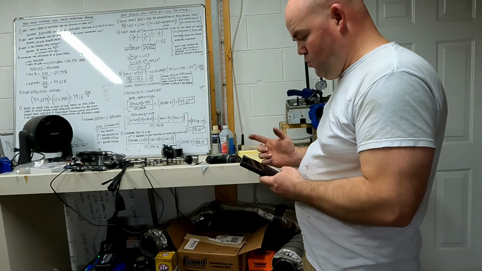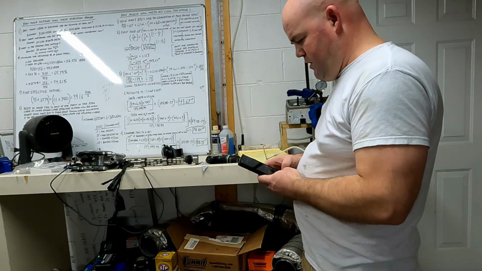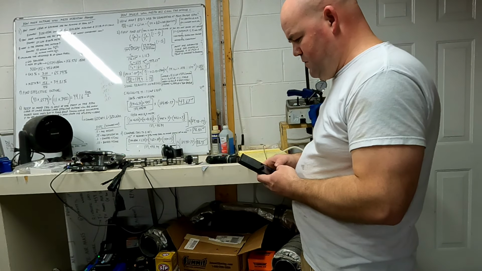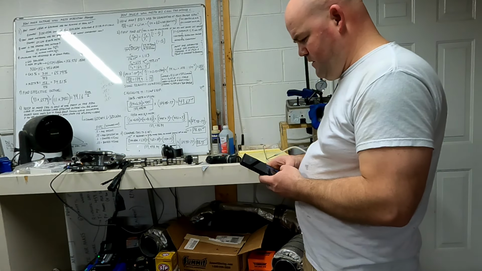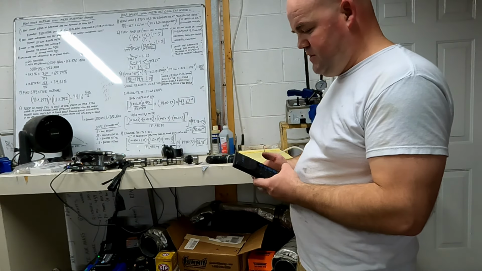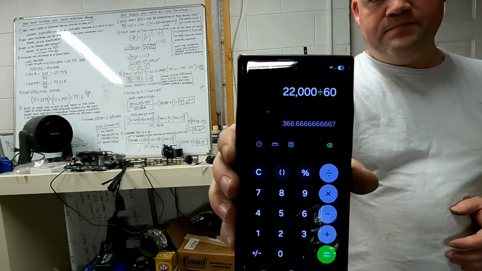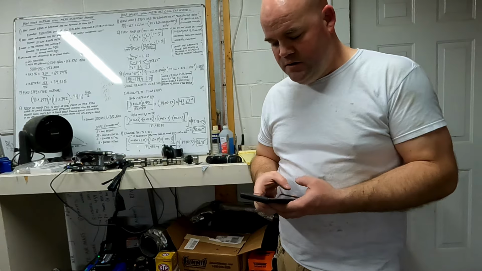And then at the roof, we were also at around 21,000. So that's an average of 22,000. You divide that by 60, that's an average of 366 feet per second. It's too fast.